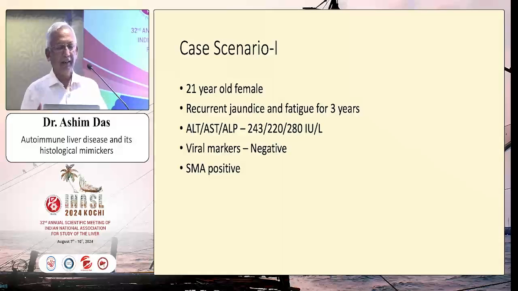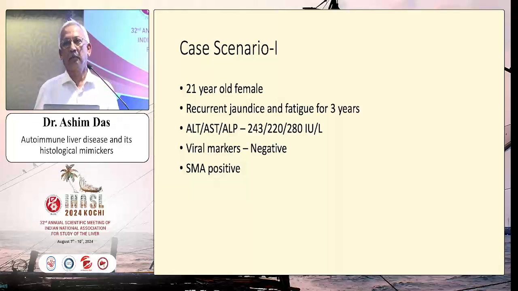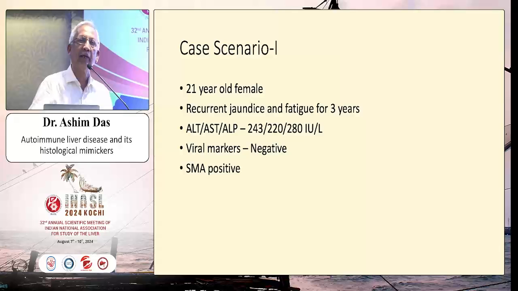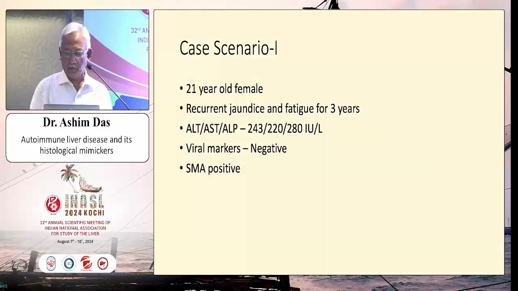Now, just see the case scenario. You will find there is a 21-year-old female with recurrent jaundice. Because of recurrent jaundice, the clinical suspicion of autoimmune hepatitis always comes into the picture. Benign recurrent intrahepatic cholestasis, of course, also comes into the picture, but the viral markers are negative. But the SMA is isolated positive.